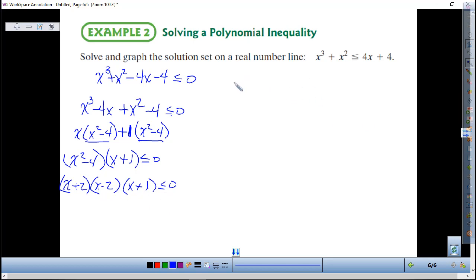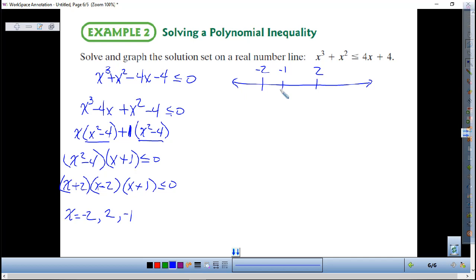All right, so let's go ahead and set up our number line. If we set each one of these equal to 0, x plus 2 equals 0 is going to give me a value of negative 2. x minus 2 being equal to 0 is going to give me a value of 2, and x plus 1 being equal to 0, when I move it over, would give me a value of negative 1. So we set all these up on our number line: negative 2, negative 1, and 2. These are our boundary points. These are the points we need to make sure we get on that line.